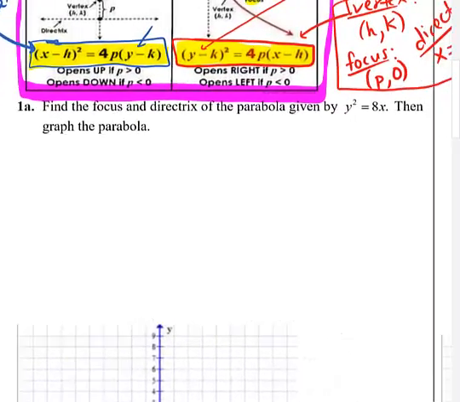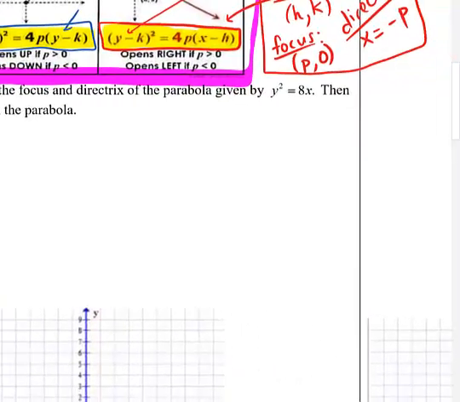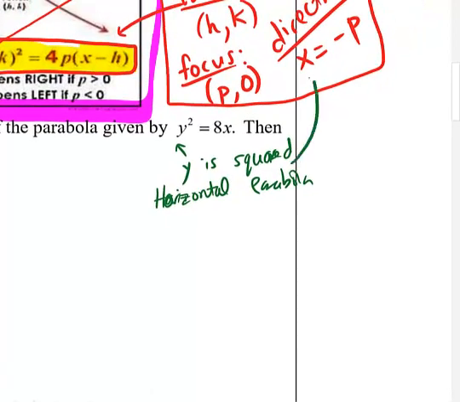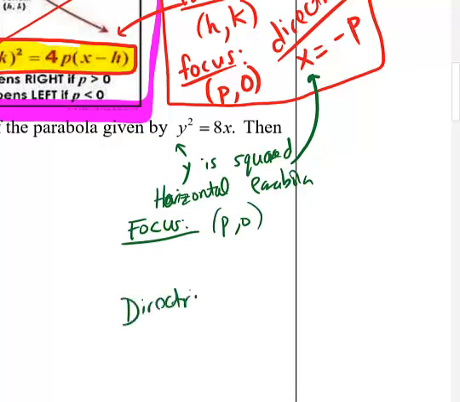But okay, find the focus and directrix of the parabola given by y squared equals 8x. I noticed this has y being squared, so it's going to be a horizontal parabola, one that opens either left or right. Which means we're getting our formulas from this area here. The focus should be p comma 0 instead of 0 comma p. We'll figure out what p is and fill it in, and then the directrix should be the line x equals negative p.